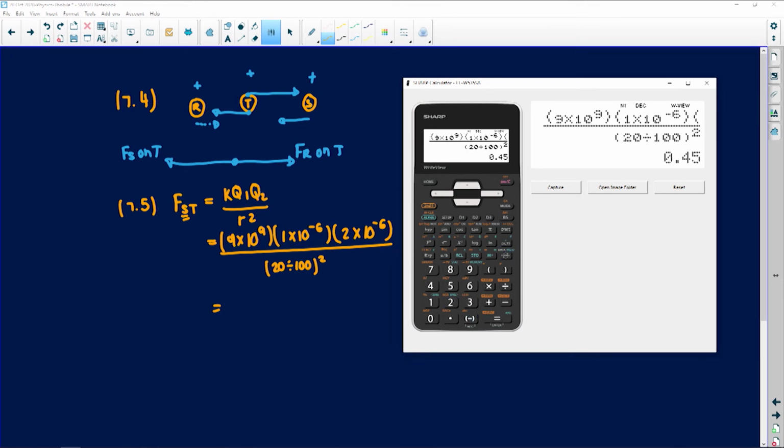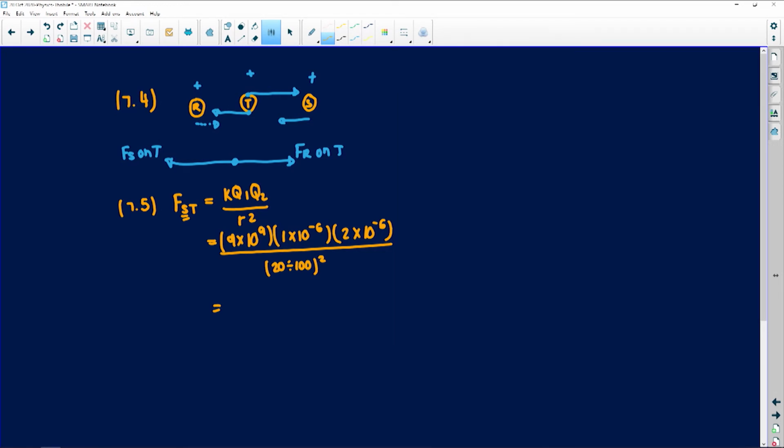And then I get 0.45. And remember, let me just write it down, 0.45. The SI unit for force is then newtons. Now we were talking about S on T. Remember, S is moving to the other side. It's moving in that direction, so that is to the left. That is then to the left.